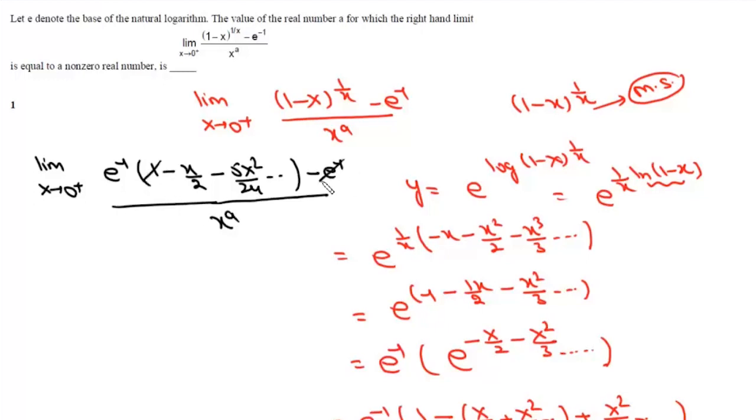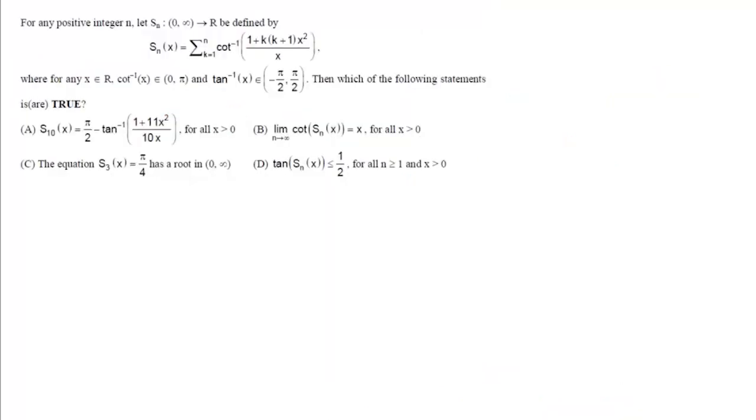Now e to the power minus 1 will be cancelled. Now minimum power of x in the numerator is 1. So this limit will have a non-zero real number answer if the minimum power in the denominator is also 1. That means value of a must be 1 in this case. So the value of real number a must be 1, and if it is 1, then answer to this limit will be minus 1 upon 2e.